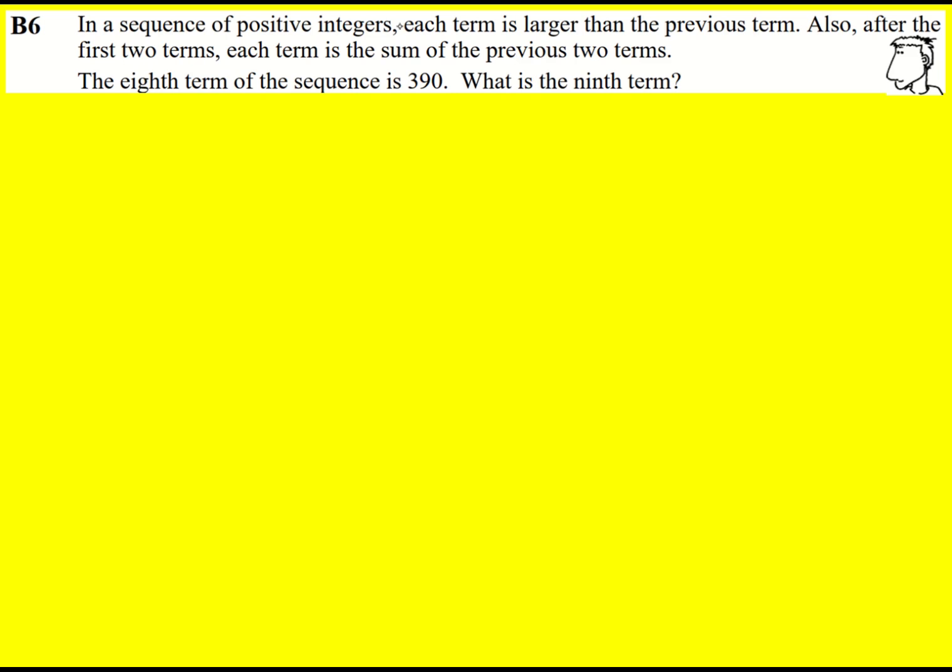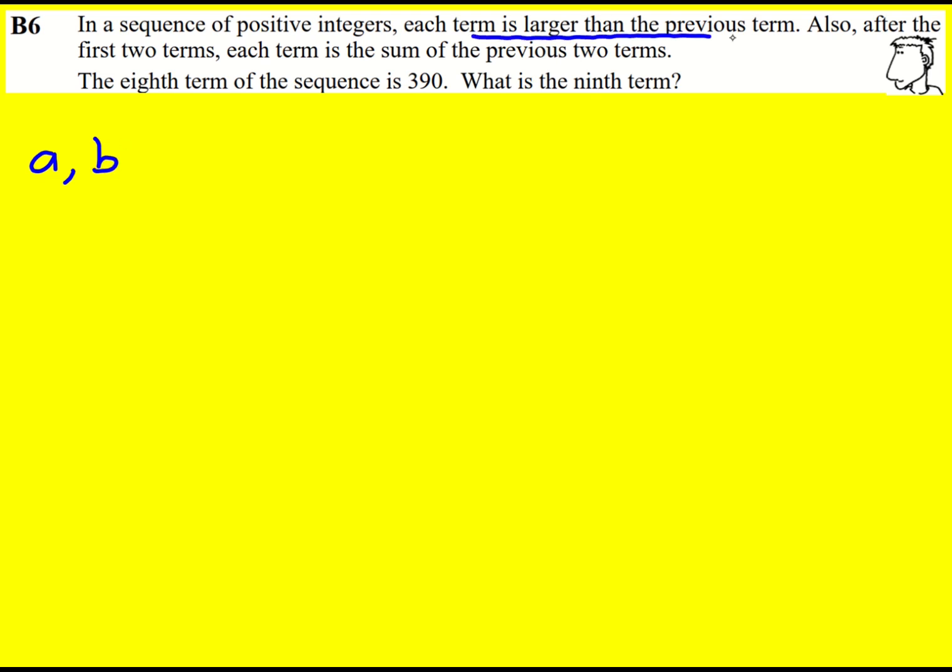In the sequence of positive integers, each term is larger than the previous term. Also, after the first two terms, each term is the sum of the previous two terms. And then we're given the 8th term and asked to work out the 9th term. So I'm going to say that the first two terms are a and b.